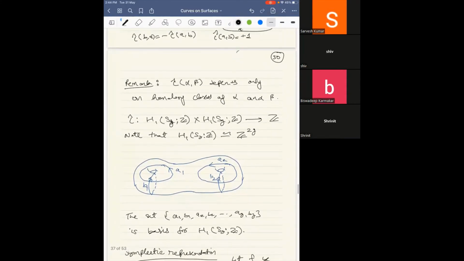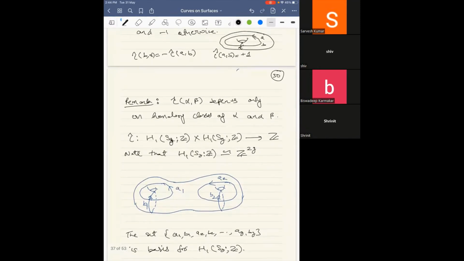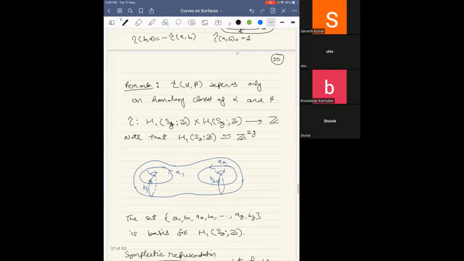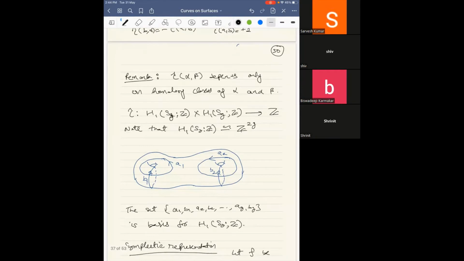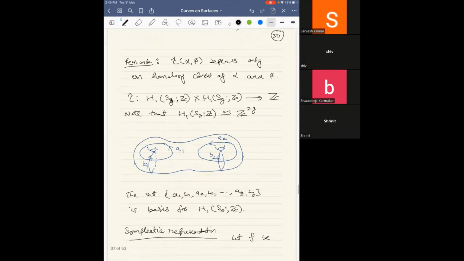So this I hat, you can regard it as a function from the Cartesian product of first homology, which is just the abelianization of the fundamental group, let's say first homology with integer coefficients, to Z. And you know this first homology with integer coefficients is simply isomorphic to the free abelian group of rank 2g. So you can choose a basis for this free abelian group of rank 2g.